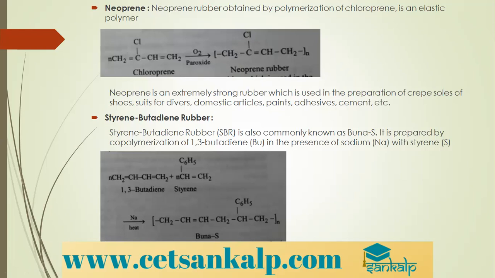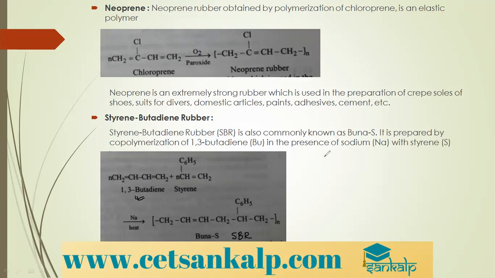Coming to the next one, SBR, styrene butadiene rubber. It is also called Buna S. It is prepared from two different monomers. Therefore, it is an example of a copolymer, because two different monomers are used. What are the two monomers? 1,3-butadiene is one monomer, you can look here, and the other monomer is styrene. When these two undergo addition reaction in presence of sodium, you get this compound called Buna S. It is nothing but SBR, styrene butadiene rubber.